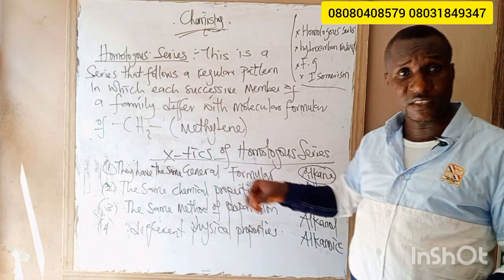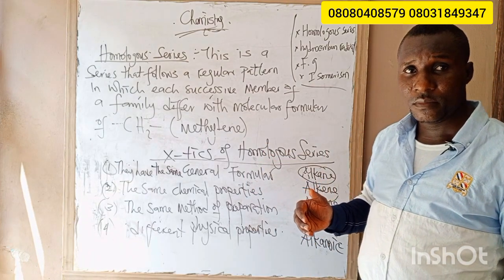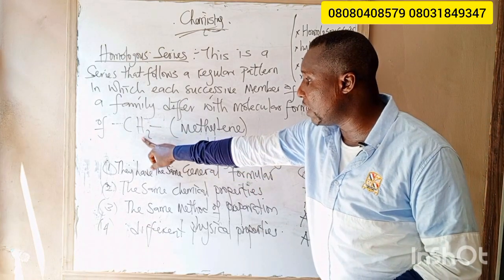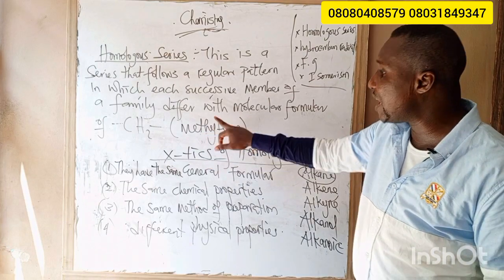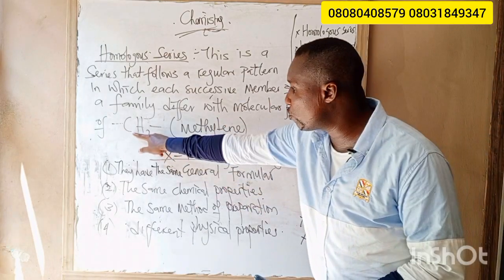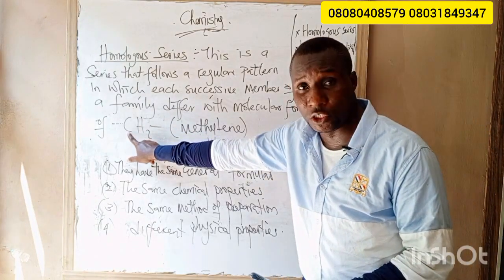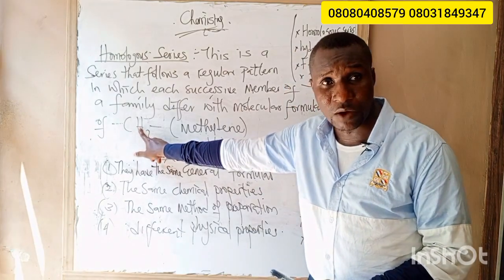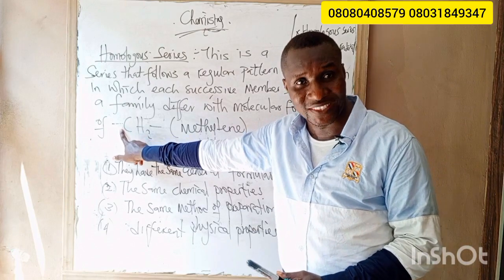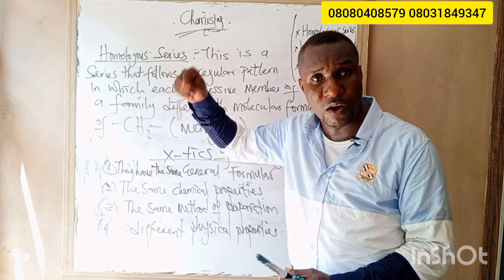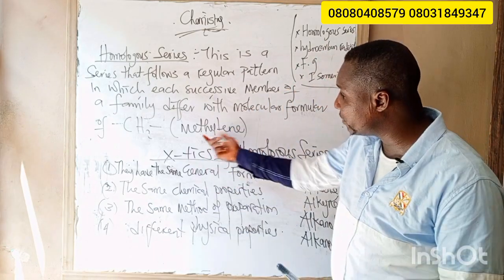A homologous series is a series that follows a regular pattern. Each successive member of a family differs by the molecular formula CH2. CH2 is known as methylene, or they differ by molecular mass. The molecular mass of methylene is 14 grams per mole, because carbon is 12, hydrogen is 1, and we have 2 hydrogens: 1 times 2 is 2, 2 plus 12 is 14. Each member of a homologous series differs by a molecular mass of 14 grams per mole, which is methylene.